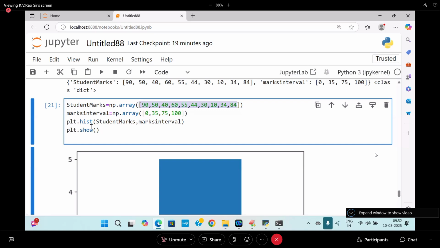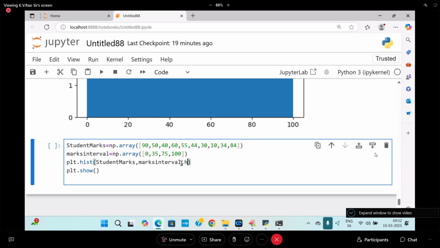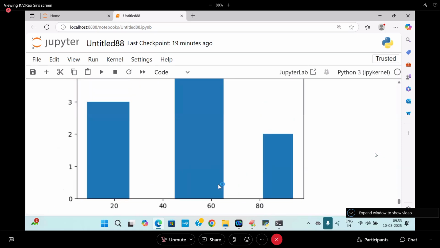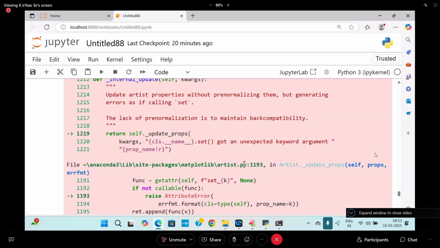Now students, I am going to write one more kind of thing. This is the one I am going to mention. Next, hist type. All the types you can mention. Bar, all those things you can mention. If you want histtype, I'm writing is equal to bar and rwidth is equal to 0.5. I'm mentioning it. So try to see that we are going to get it. 10 to 35, this is the data. 35 to 75, this is the data. And we are going to get it. What happens?